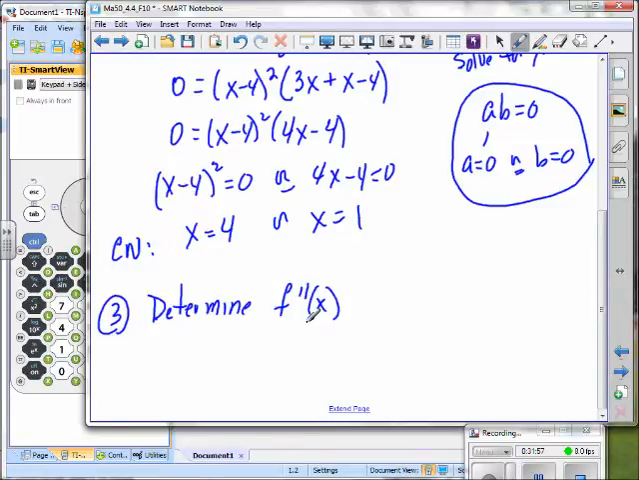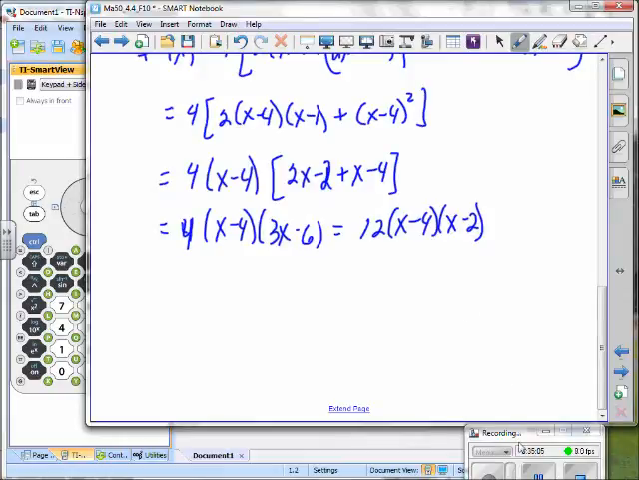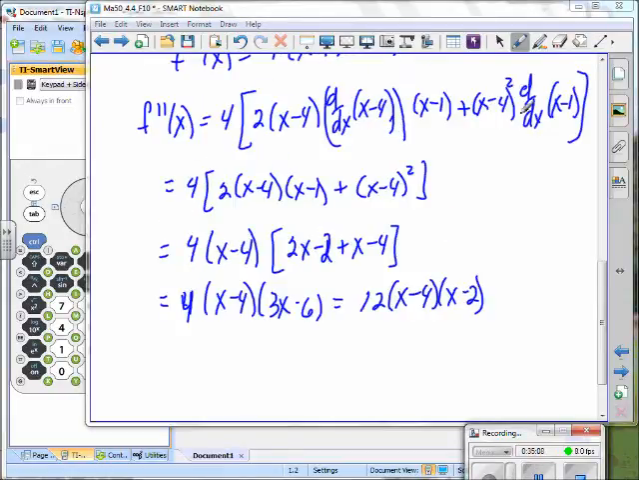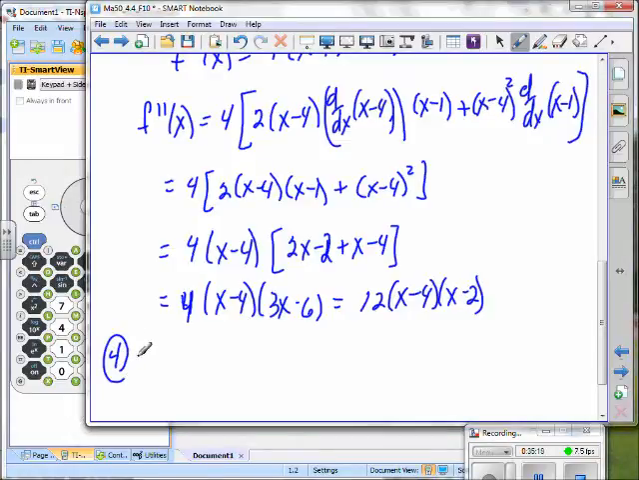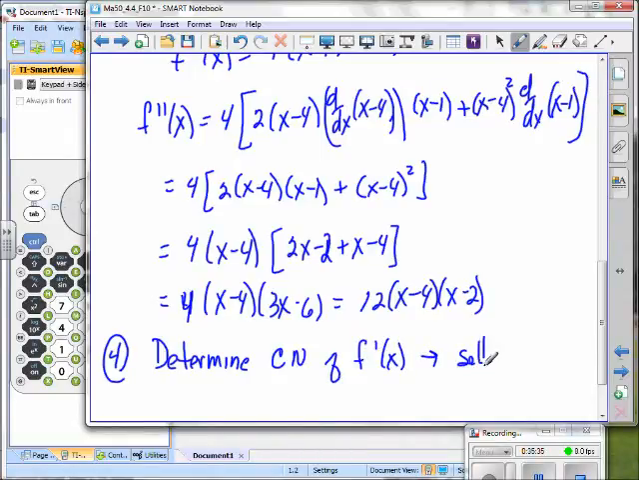And I hope we agree. You must have this line of derivatives that you intend to take. Show me your work all the way through. Once we get this done, we want to determine critical numbers of the first derivative, which means setting the second derivative equal to 0.